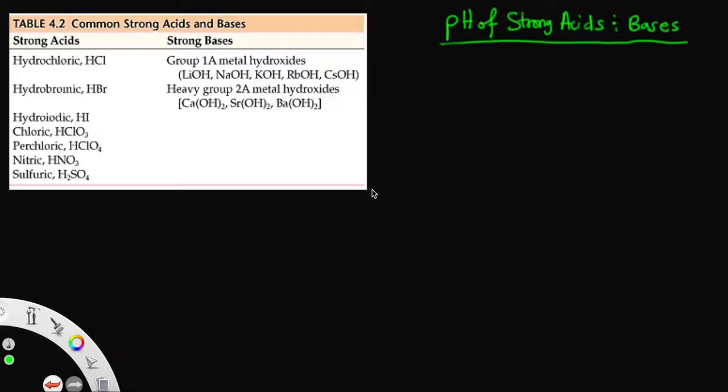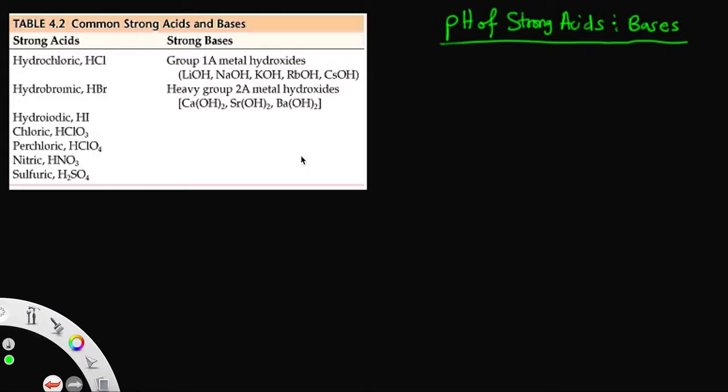Hey guys, so today we're going to be talking about how to find the pH of strong acids and strong bases. So we have to first know how to identify these strong acids and strong bases. So I have a table here that lays out all the strong acids and strong bases that you need to know. So if you're given a problem that involves anything to do with strong acids or strong bases, you'll be able to identify it very quickly.